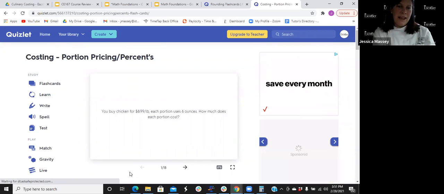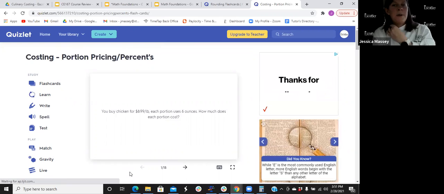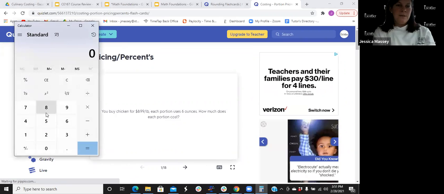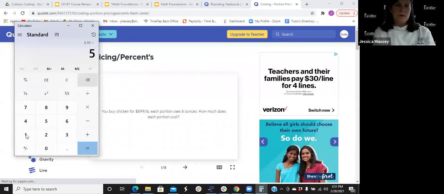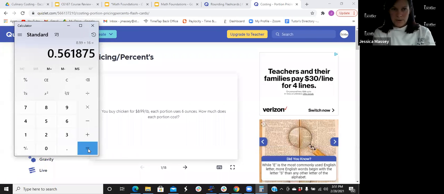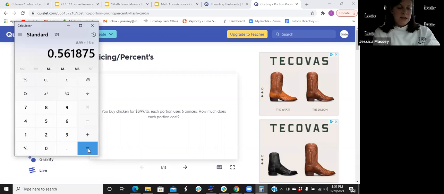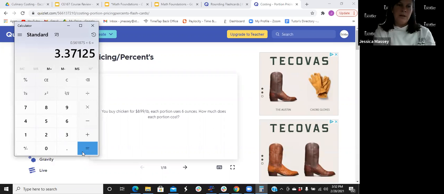So if you buy chicken for $8.99 a pound, each portion uses 6 ounces. How much does each portion cost? So your first step would be to take your $8.99 divided by 16, so we can get our price per ounce first. That gives us 0.561875. You take that and you times that by your 6 ounces, because we know there's 6 ounces in a portion. And this is where we would round. So you would have 3.37 as your answer. Is that what everyone else got?